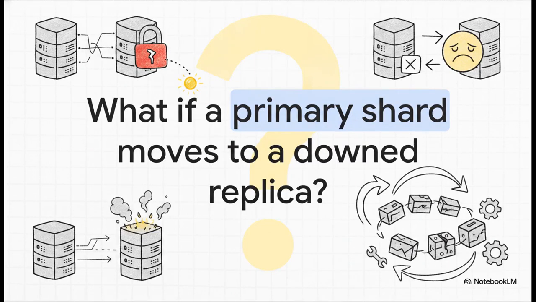Which brings us to the ultimate tension point. What happens when a primary shard, the actual piece of the database receiving and validating writes, what happens when that moves to a replica that's just been taken down for maintenance? Well, the entire GitHub Enterprise Server could just end up completely locked up.